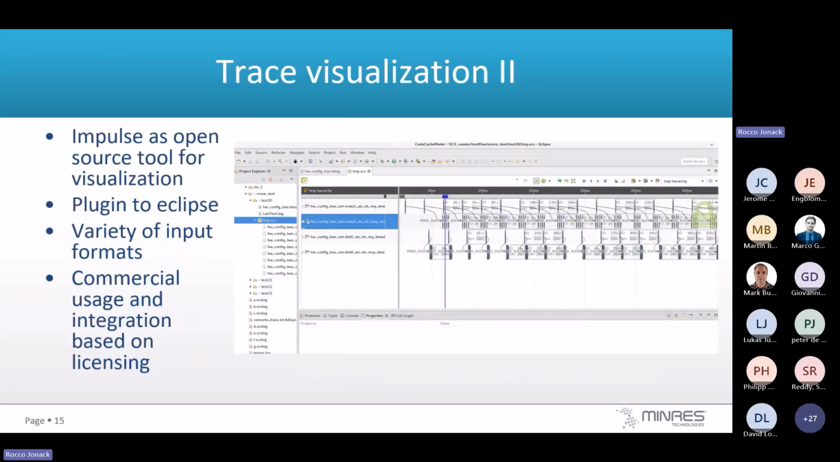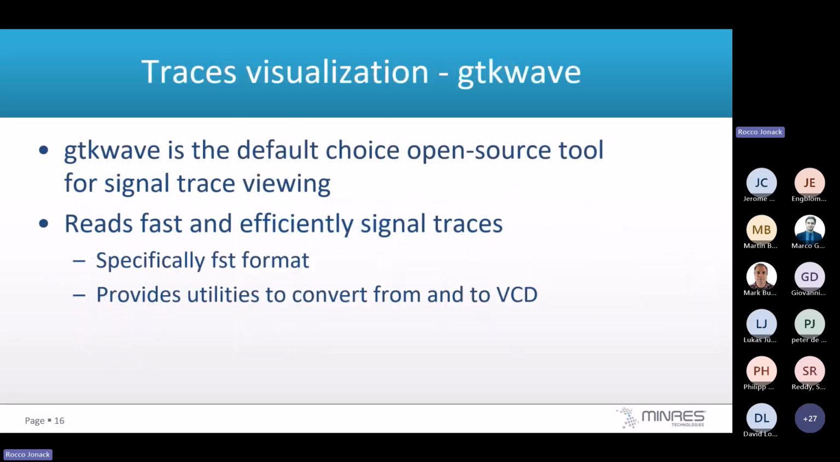So the first visualization tool that was shown was SC Viewer. Here is another visualization tool called Impulse, by a company called 2M. And for the VCD or FST type formats, we typically just use GTKWave, but again, with GTKWave you only have the option to visualize the signal type traces.